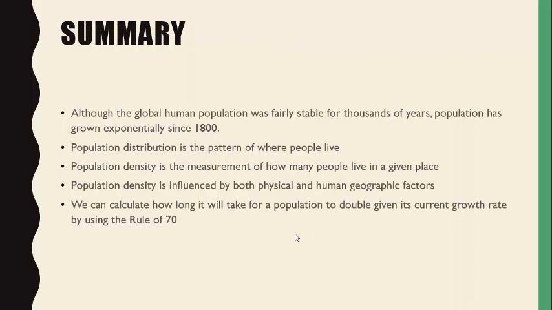So in summary, although the global population was fairly stable for thousands of years, population has grown exponentially since 1800. Population distribution is the pattern of where people live. Population density is the measurement of how many people live in a given place. Population density is influenced by both physical and human geographic factors, and we can calculate how long it will take for a population to double given its current growth rate by using the rule of 70.